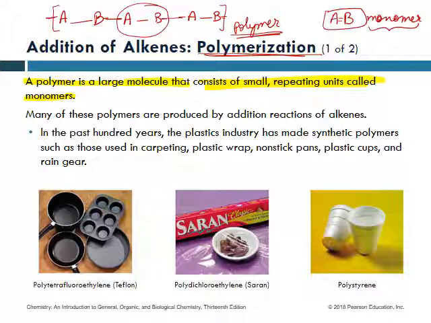Why is this important? Because we use a bunch of polymers in our daily life. For instance, Teflon is an example of a polymer. Saran wrap that we use is an example of a polymer. Polystyrene cups that we use are an example of a polymer. Nylon clothes that we wear, the synthetic clothes, are an example of a polymer. Plastic that is used is also an example of a polymer. These are all synthetic polymers that are prepared by industries for different purposes.